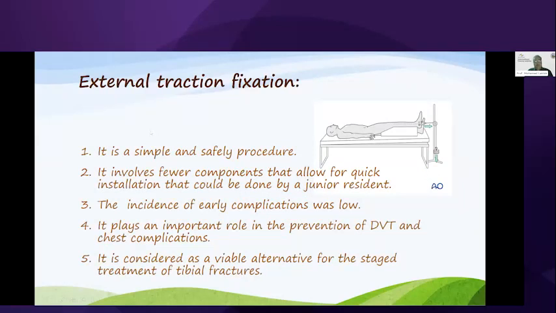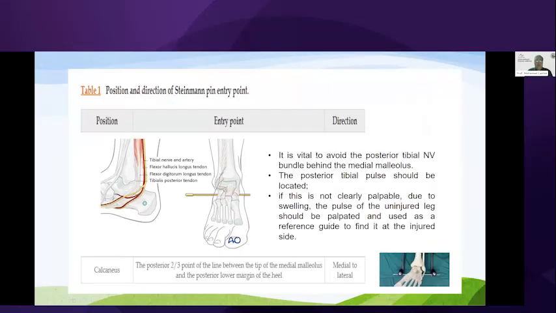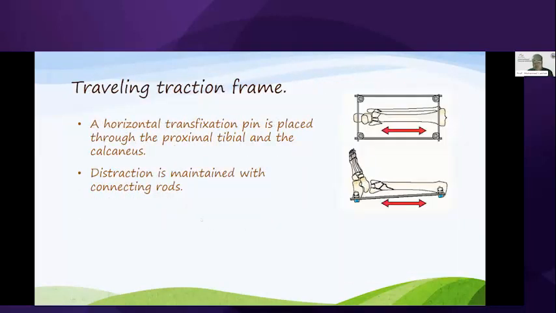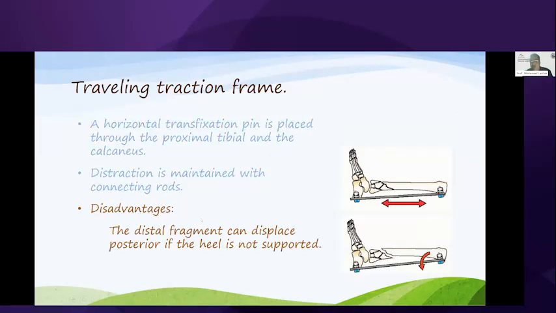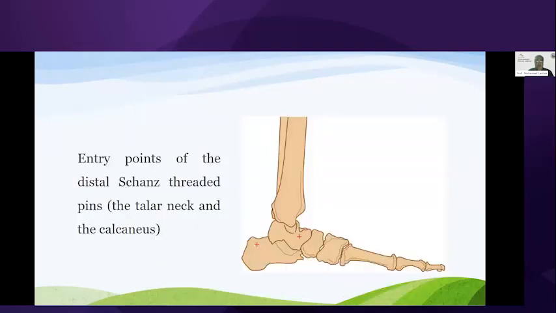We can use first aid or the first stage either by external traction fixation, or use a distraction frame or traveling traction frame. All these are different methods of traction for ligamentotaxis for this pilon fracture. The disadvantage: the distal fragment can be displaced posteriorly, as we mentioned before. This is the entry point for using the Schanz half pin.